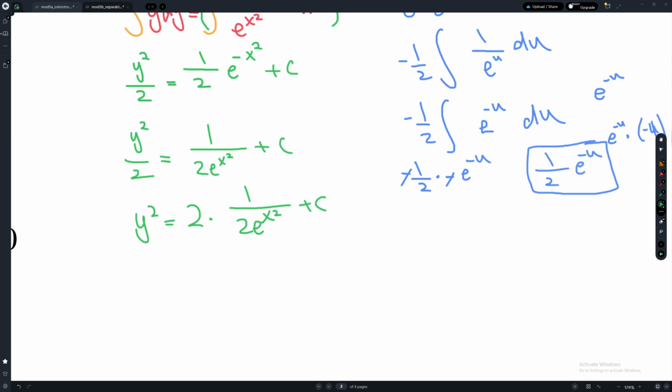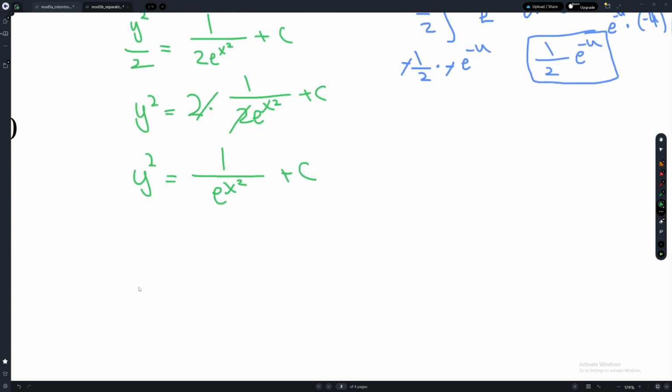Okay, so nothing special. I multiplied the left side by 2, and I multiplied the right side by 2. And since this 2 and this 2 are here, this cancels out actually. So what we'll get is y squared equals 1 over e to the x squared plus c. We can square root, and then now we'll get y equals the square root of e to the negative x squared. I just raised this up, and I put the negative plus c. And that would be your answer.